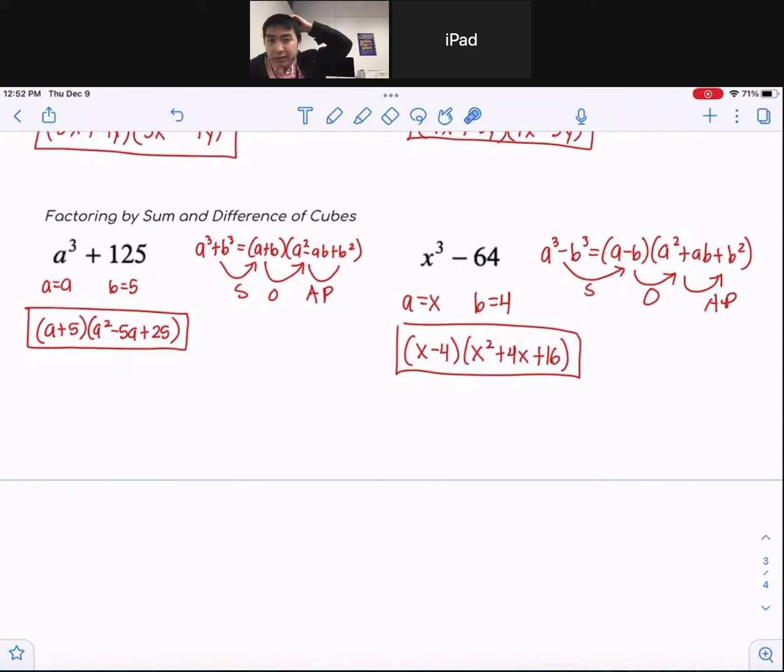Just keep on practicing and try to do this without looking at your notes too, right? To the best of your guys' ability.